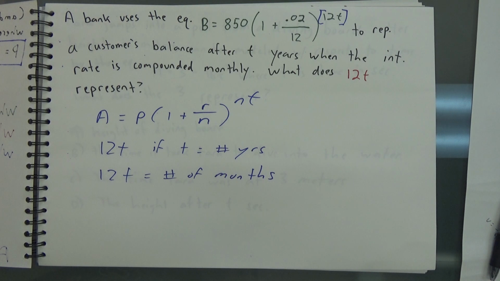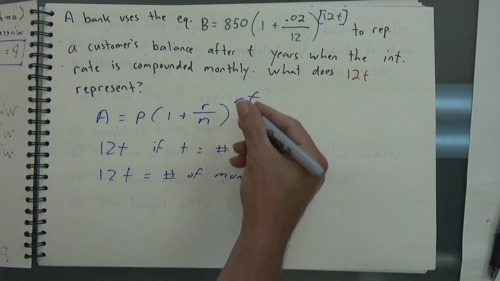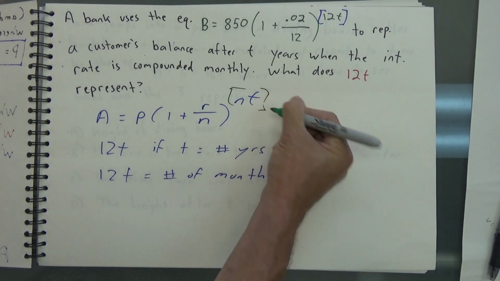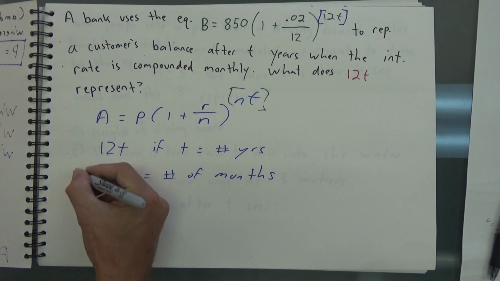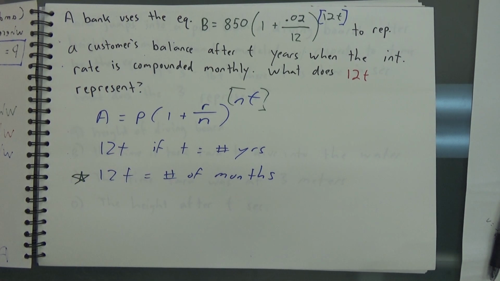What would be a little tougher is if you have to solve for one of these in an exponent, because you'd have to do that using logarithms. But this just asks, what does 12t represent? Well, t is in years, 12 months in a year. 12t is the number of months after the account is set up.